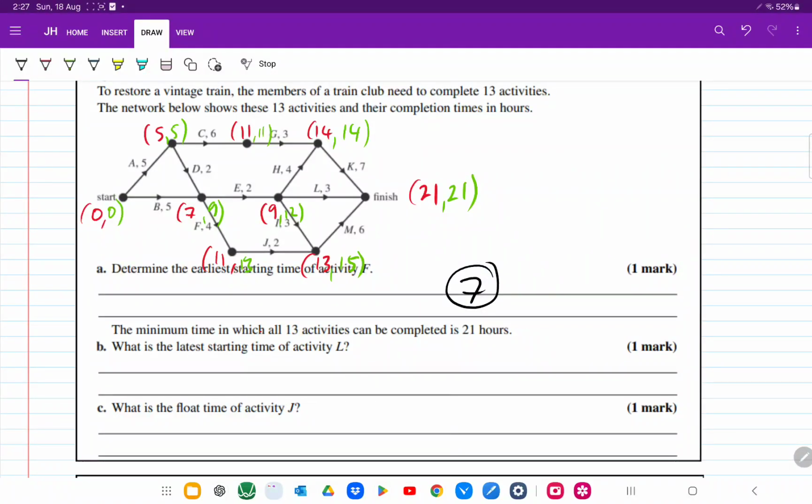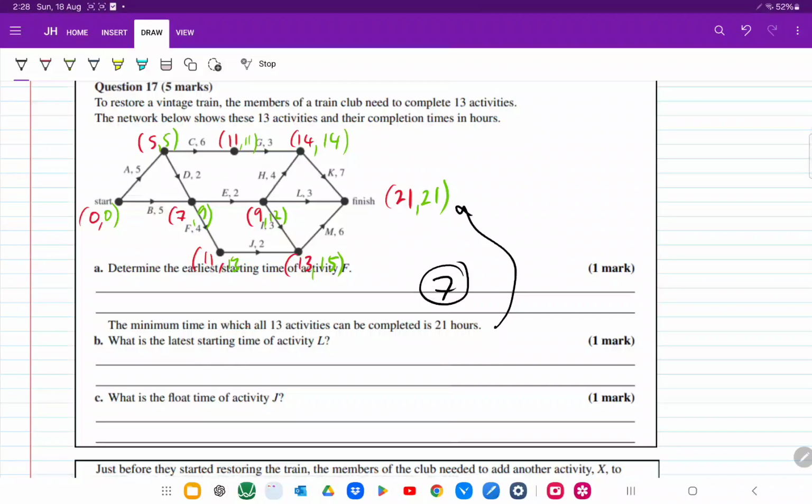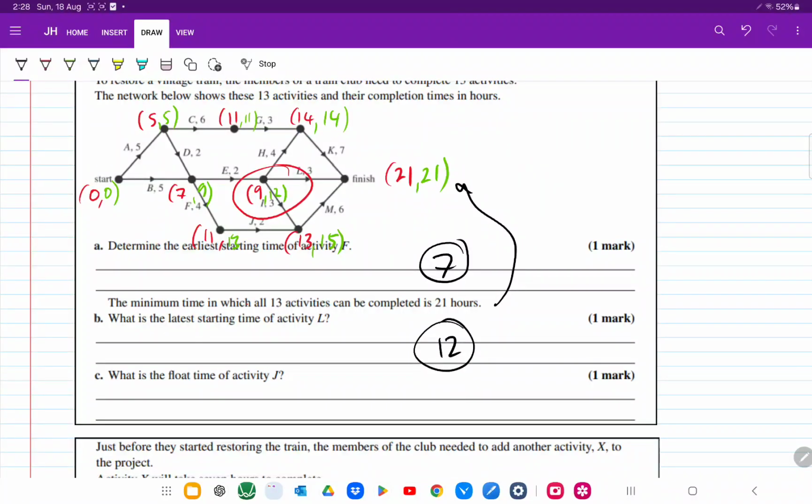The minimum time in which all 13 activities can be completed is 21 hours. So they've actually told you the critical path sum. What is the latest start time of activity L? Now, activity L is here. Activity L can start at the latest at 12 hours. And what's the float time of activity J? Well, J is up here, so float time is equal to 13 minus 11, which is equal to 2.